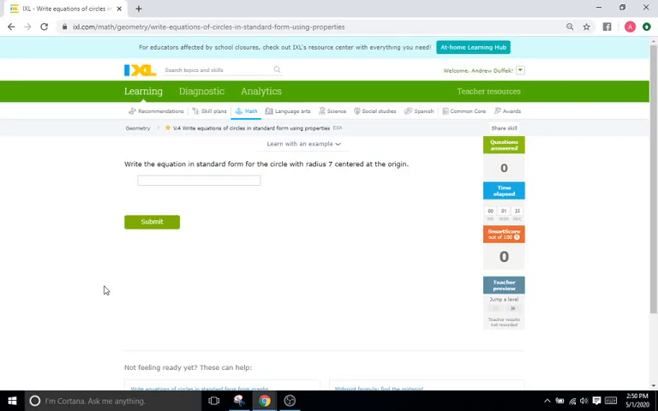This is Mr. Duffick and we are continuing on to V4 for our circles unit. The last one I might do in the V series. So these problems are very similar to the ones we've seen back in V1, 2, and 3. And it's just asking us to write the equation of a circle in the standard form. So right here it asks us to write the equation in standard form for the circle with radius 7, and that is centered at the origin.